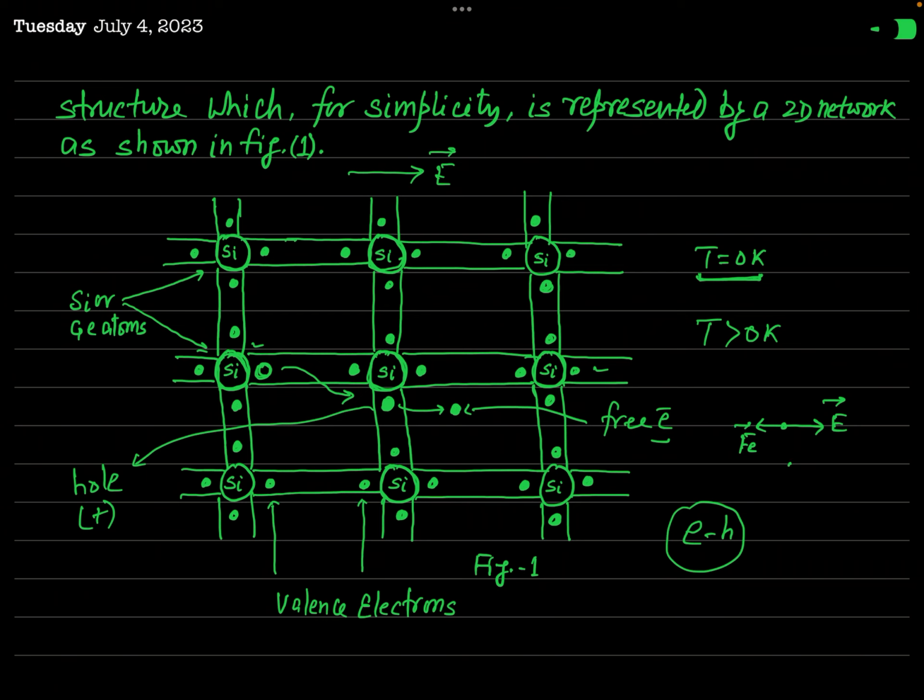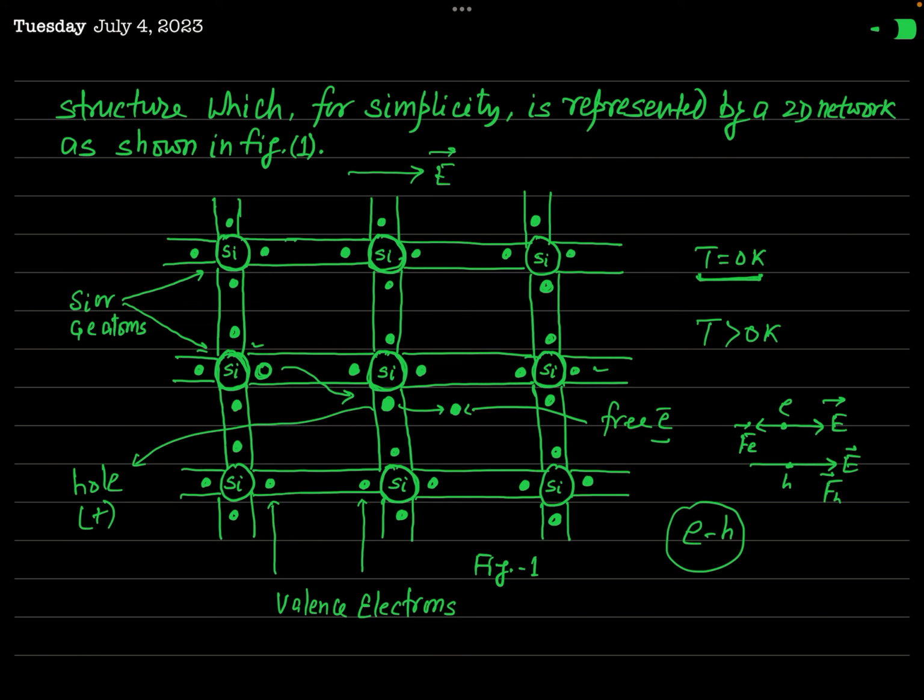But at the same time, this hole will experience electric force in the direction of this electric field because hole has positive charge, okay? So you can see that electrons and holes will experience electric force in opposite direction. Their motion will be in opposite direction. But what about the electric current?